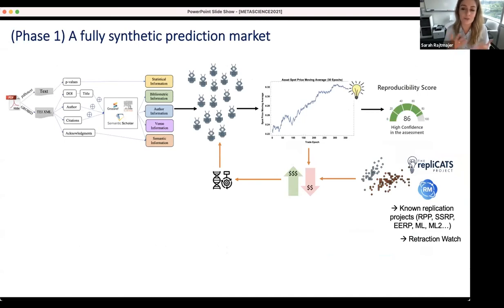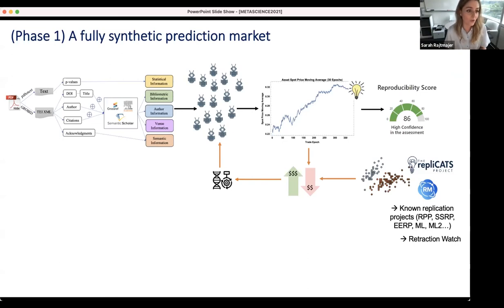Our approach, again motivated by the success of the human populated markets, was to develop a fully synthetic prediction market. And this is what we prototyped in phase one. The TA3 teams started a bit after the TA1 and TA2 teams, and we're about 2 years into the project. The first year and a half was phase one, and this is the pipeline.